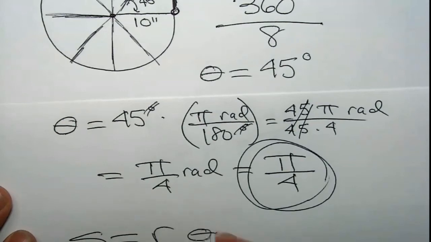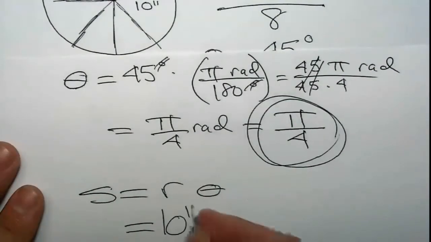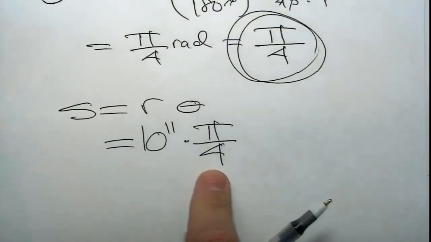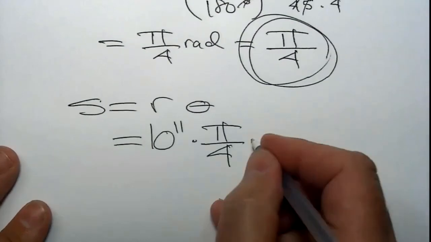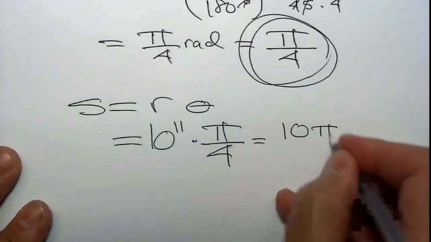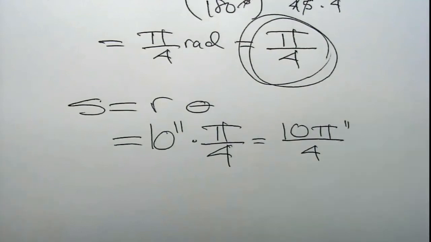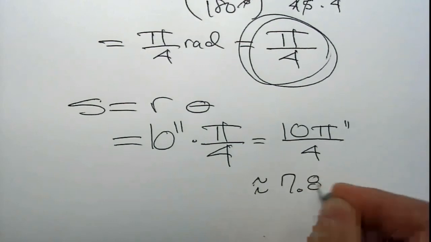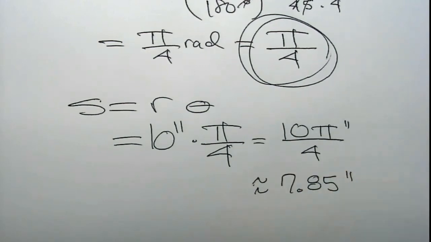So S is r theta. R is the radius of the pizza, 10 inches. Theta is the angle measured in radians. In fact, it's so native that we don't even list the units. In fact, I'm glad that we don't, because look what we get. We get 10 pi over 4 inches. And if you think about it, we're measuring the arc length, and it should be inches. So I'm calculating what that is right now, and it's roughly 7.85 inches.